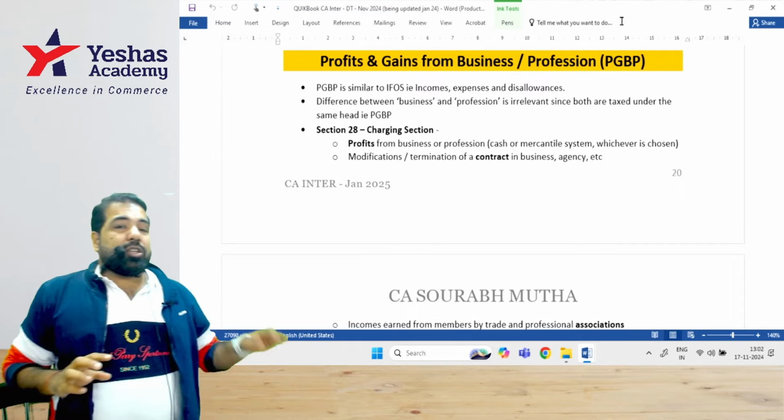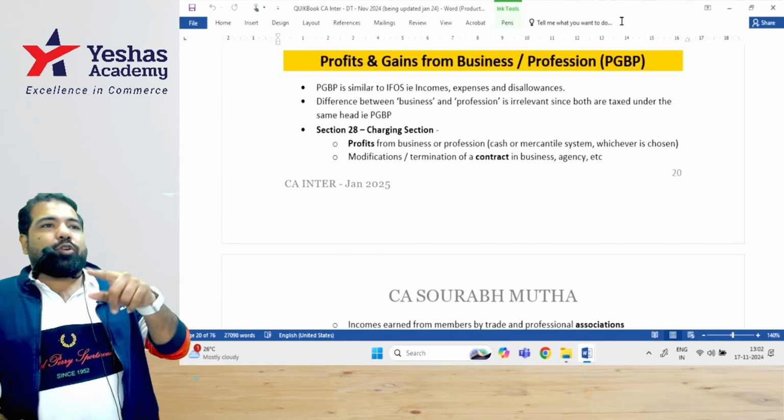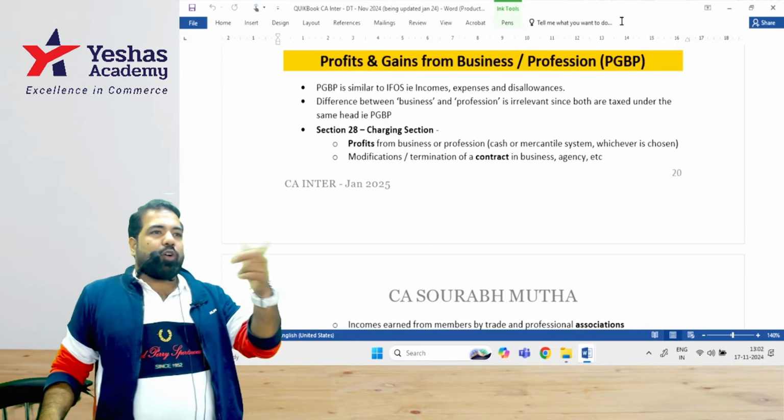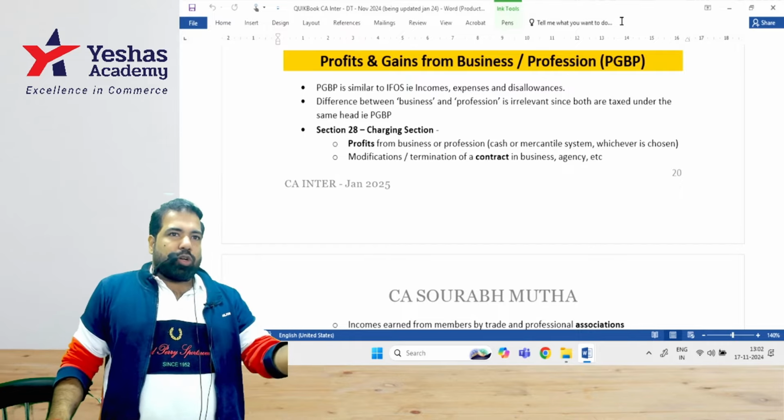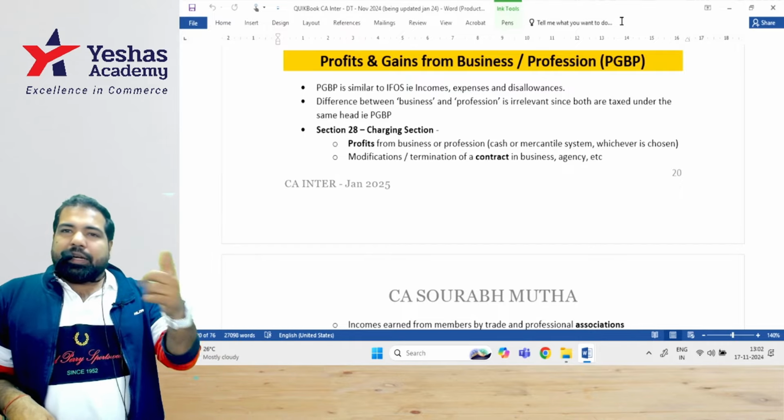Guys, in the exam, depreciation is pretty common. And depreciation you have to do as per income tax rules. If you've forgotten depreciation, you should do it. If you've taken the wrong rate, take the right rate.